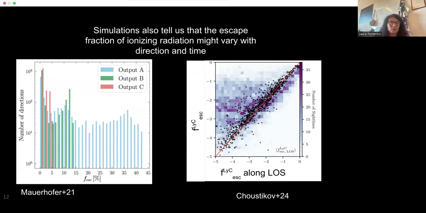And last but not least, again, simulations tell us that the escape fraction could also vary with time. So if you observe a galaxy and you don't see any escaping radiation, this might tell you that at this particular moment there are no clear channels, but at earlier or later moments in the life of the source, there could be escaping radiation.